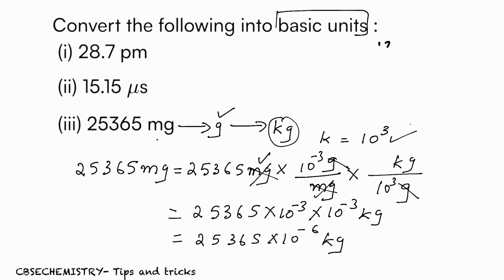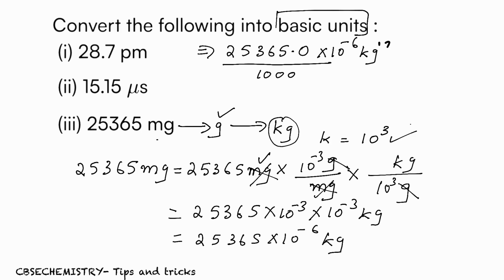Now, if you want to represent it in scientific notation, we can do that also. So 25365.0 into 10 raised to minus 6 kg. That we got, right? Now see, for representing it in scientific notation, the point must be here after the first non-zero number. So how many positions you have to shift? 1, 2, 3, 4. Which means dividing with what? Dividing with 10,000. Correct? If you divide with 10,000, you have to multiply also with 10,000. Correct? Okay. So by using this, we shift the position.